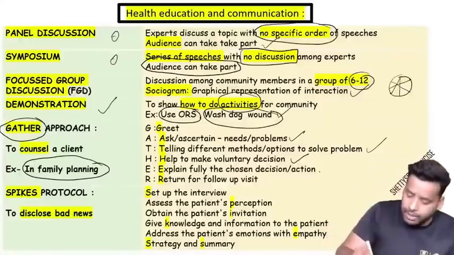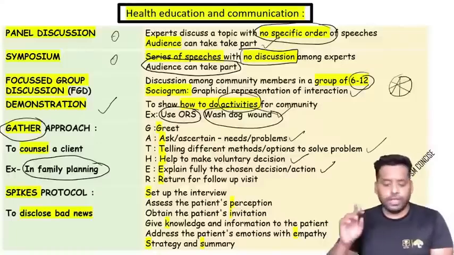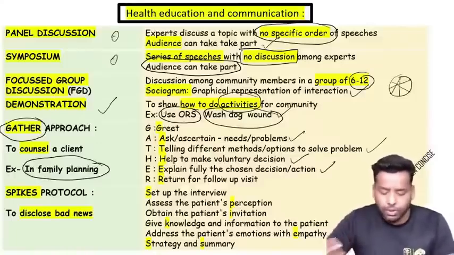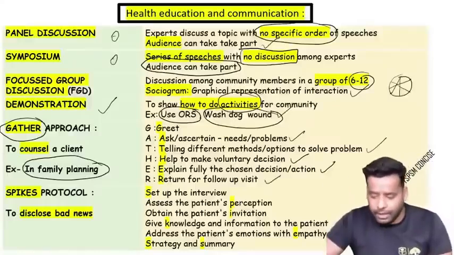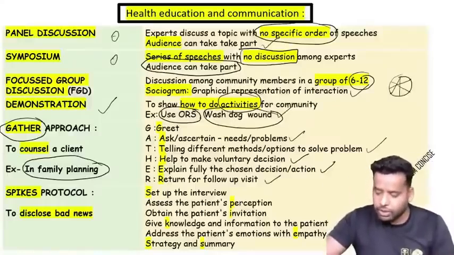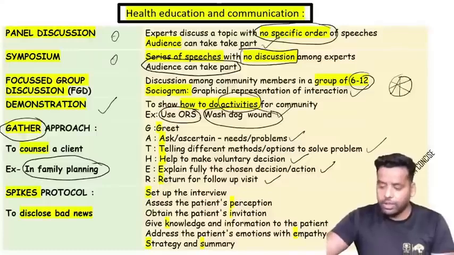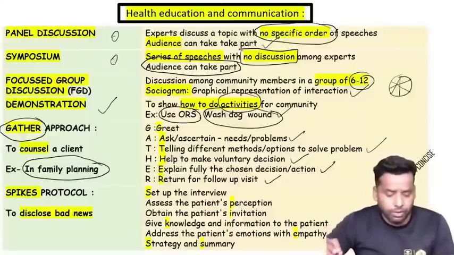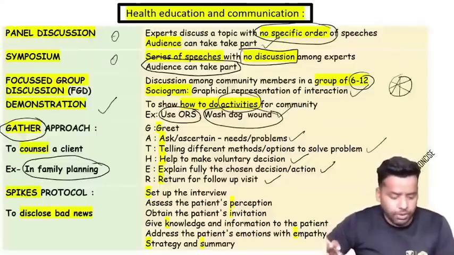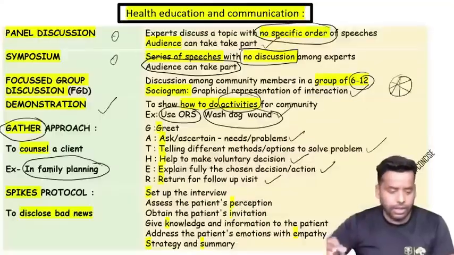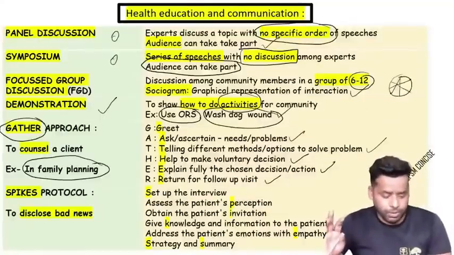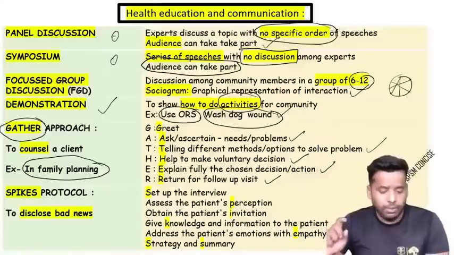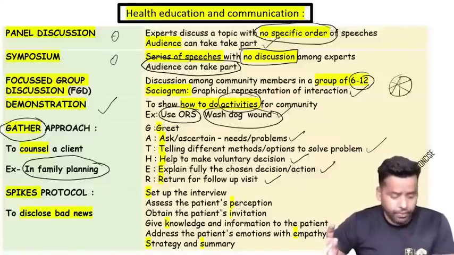Then explain the chosen decision. Always tell them what is the procedure. Then return: tell them when you have to come back. That is also very, very important. So GATHER approach is used for counseling. A client related to, usually in family planning, now we are using the GATHER approach. Help them to take voluntary decision.